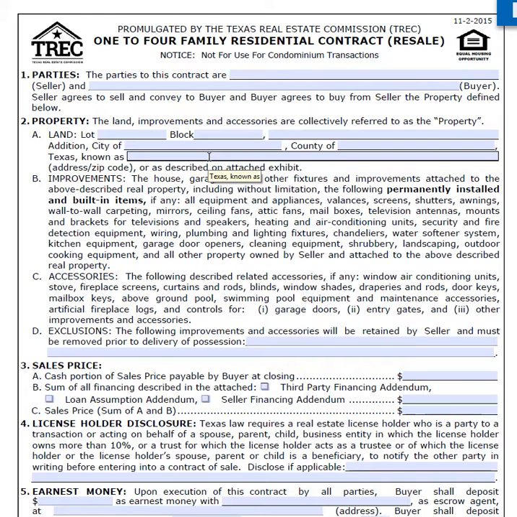All right, let's look at improvements, paragraph B and C. These are very important and very clearly spelled out. If you have questions about what should transfer with the property, start by reading paragraph B and C. It's actually spelled out very clearly here. Permanently installed and built-in items. So I'll say it again. Permanently installed and built-in items.